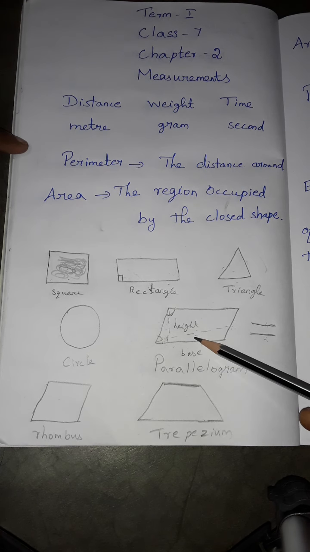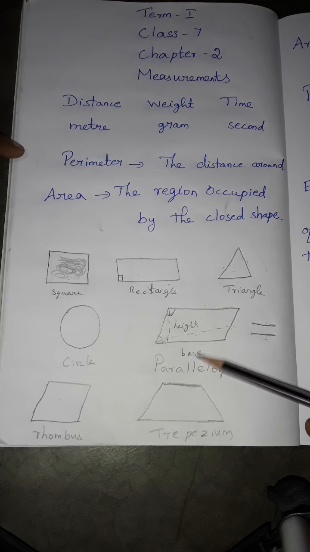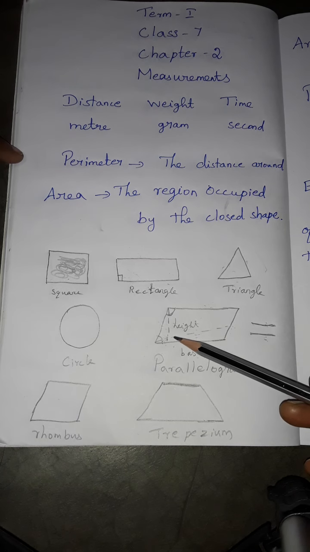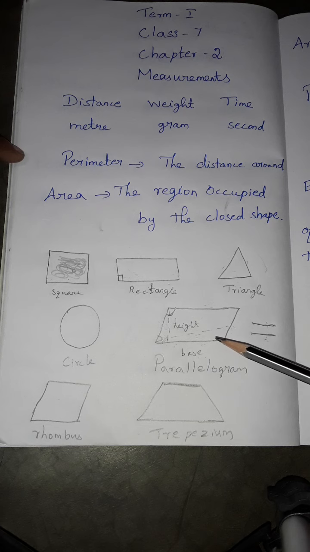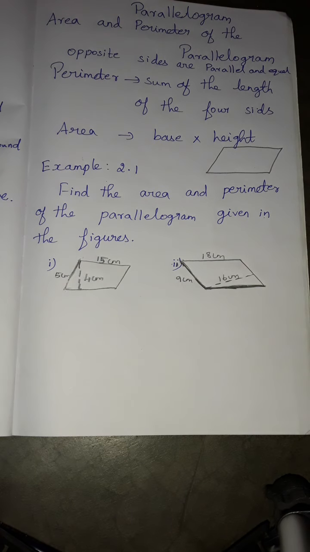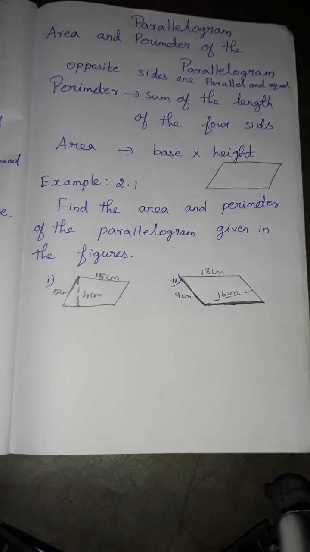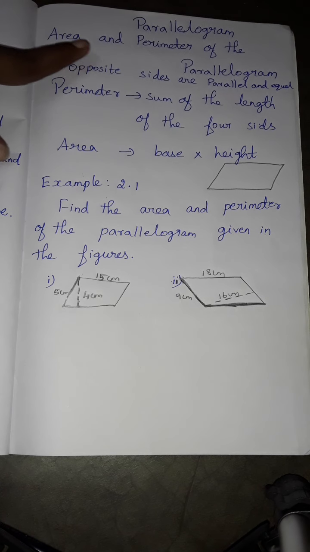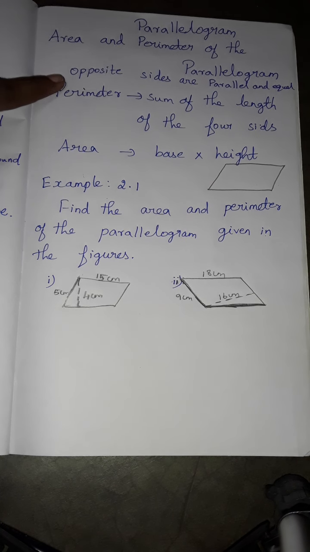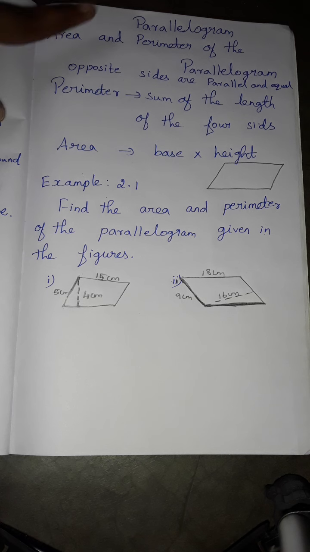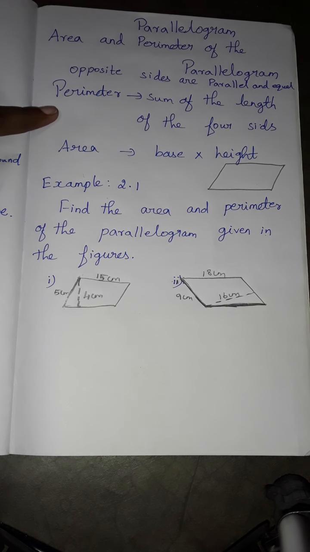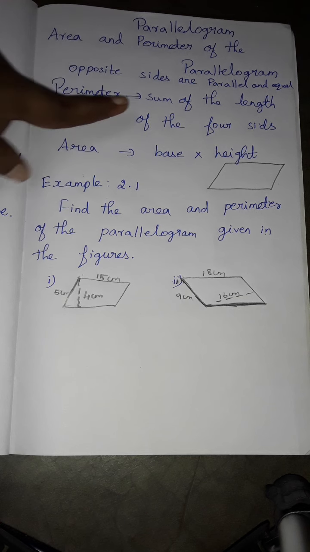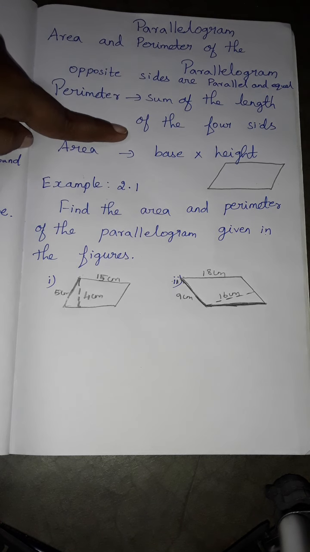So what is the property of a parallelogram? Opposite sides are equal and parallel, and it does not measure 90 degrees. Now we are going to find the area and perimeter of the parallelogram. Opposite sides are parallel and equal. What is the formula for the perimeter? The sum of the lengths of the four sides.